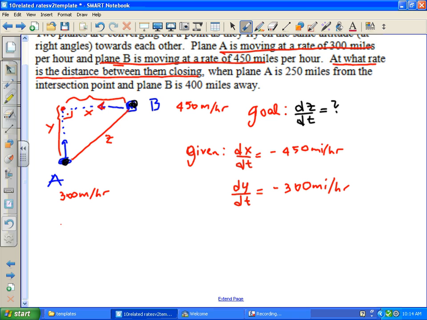So an equation that relates all the variables would be exactly that: x squared plus y squared equals z squared.